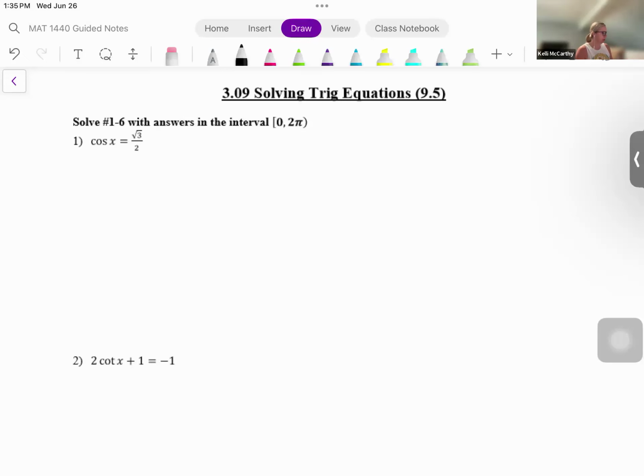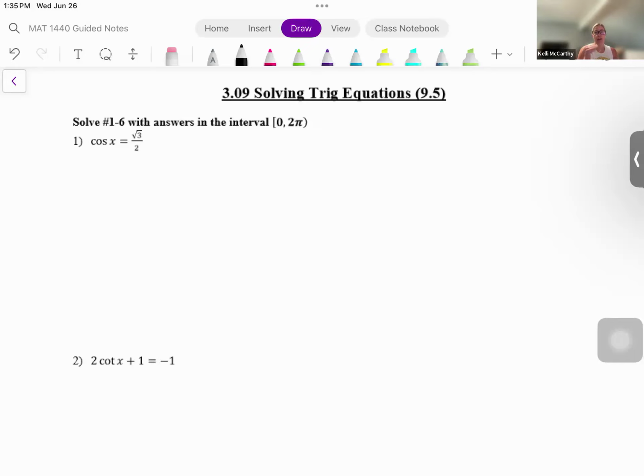In this video, we're going to start looking at solving trig equations. So in the first handful of examples, we're going to try to find solutions just in the interval of 0 to 2 pi. Cosine of x equals square root of 3 over 2.